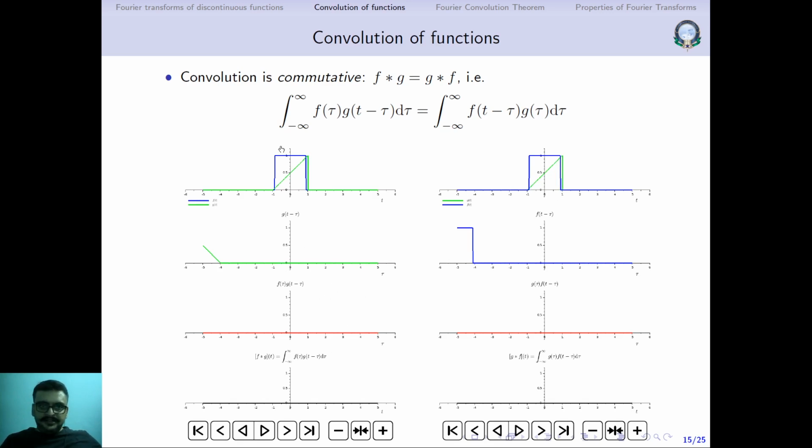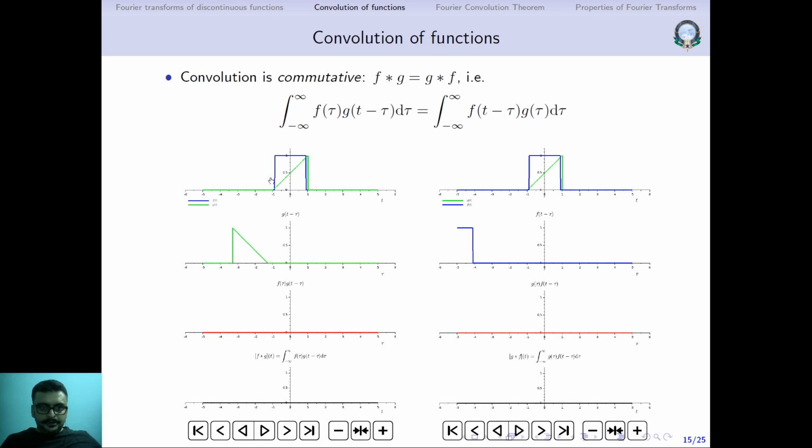So the first plot shows you both the functions. The second plot shows you whichever function you are reversing and shifting. The third plot shows you the product of these functions, and the last plot shows you the convolution. Okay, so let us consider this.